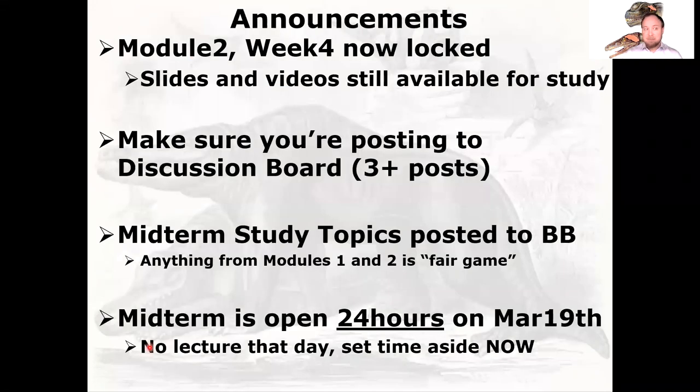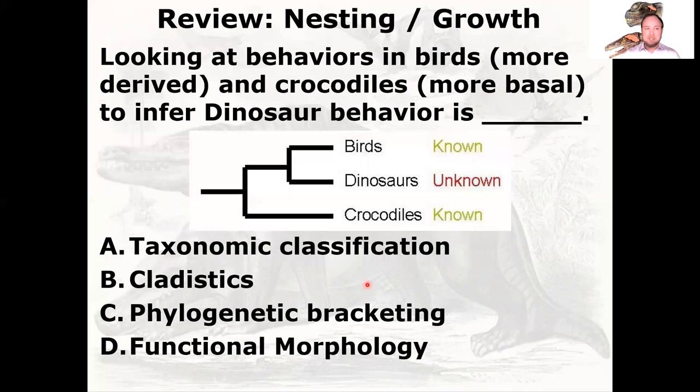So before we get into today, let's review what we talked about last time. We talked about nesting and growth, things that we can't observe directly in dinosaurs. There's no living dinosaurs, although birds are avian dinosaurs. So how do we tell what dinosaur nesting and growth was like? One way is by looking at the behaviors in birds, which are more derived, and crocodiles, which are more basal, to infer what the dinosaur behavior is, because again, they're located in between on this tree.